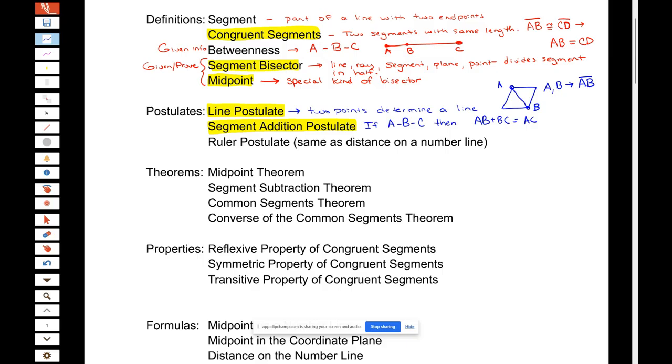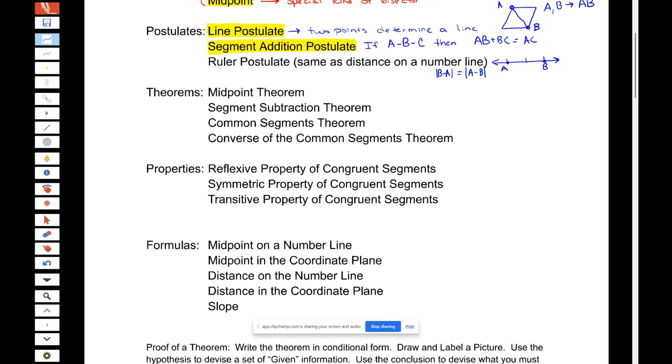Ruler postulate we will not use a lot. It's the same as distance on a number line that says basically, if you have a number line with 2 points A and B, that you can find the distance from A to B by doing absolute value of A minus B or absolute value of B minus A. I can't think of any examples right now. There might be one all year where we use that. So we're not going to focus on that one too much, but I'm including everything that has to do with segments that could possibly conceivably be in a proof.